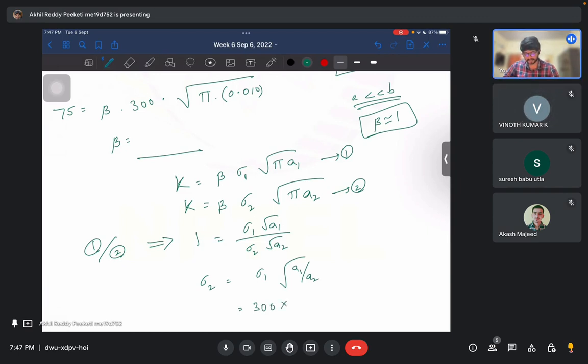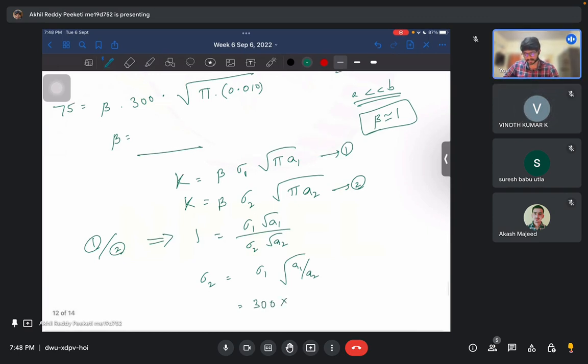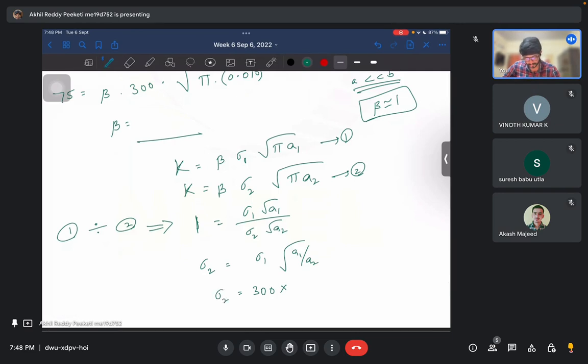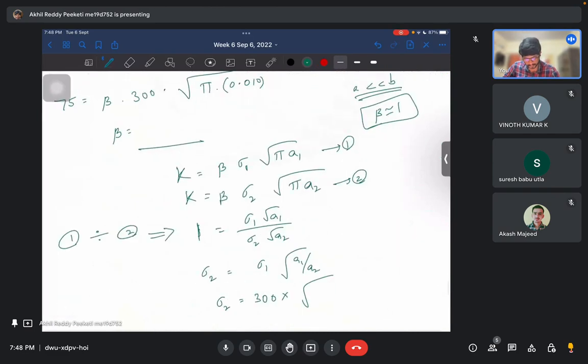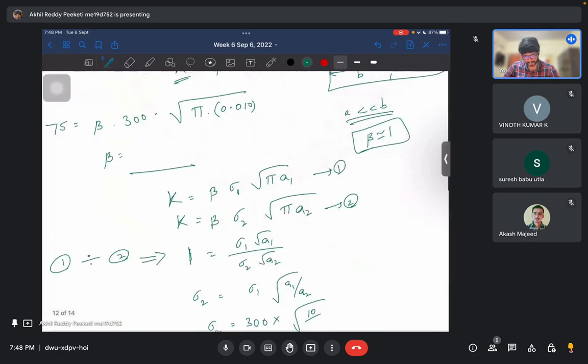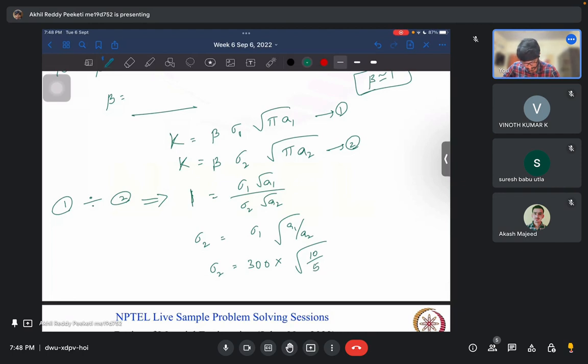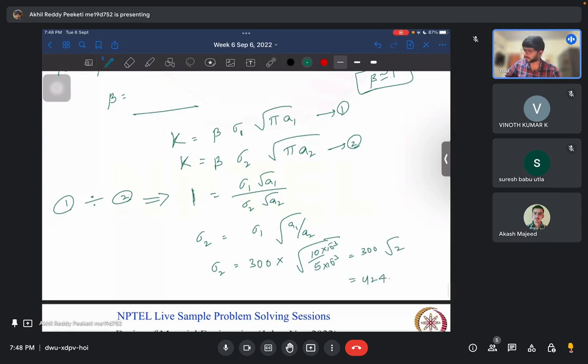So we are doing equation 1 divided by equation 2. K and K, it will be 1, right? So sigma 2 would be 300 root over A1 by A2. A1 is half of 20, so 10, and A2 is half of 10, so 5 mm. So this would be equal to 300 root 2, so you would get 424.25.